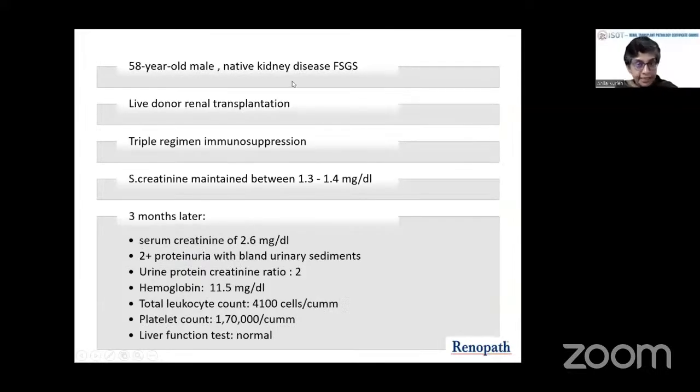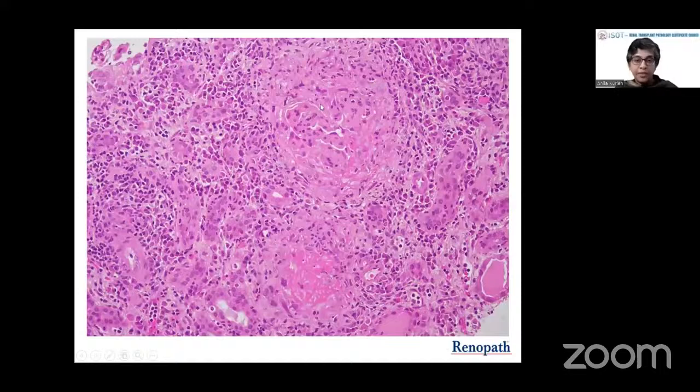Moving on to the second case. This is a 58-year-old male whose native kidney disease was FSGS, who received a live donor renal transplantation on regular immunosuppressants. He was doing very well. However, at 3 months, he landed up in the hospital with a creatinine of 2.6 with proteinuria, and a biopsy was done. This was something that really surprised us because the glomerulus is showing necrosis. It was a necrotizing glomerulonephritis here.